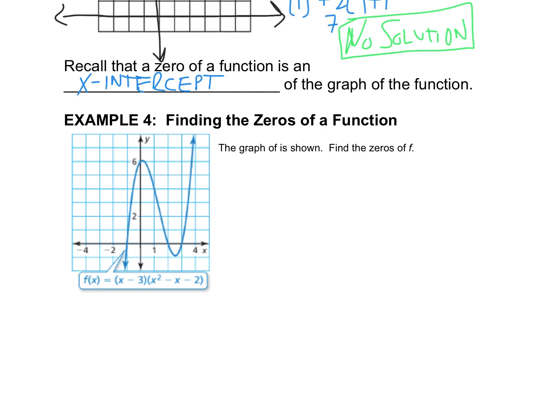So in example 4, finding the zeros of a function. Well, this is actually called a cubic function. But I see 3 times that we see the zeros. We see one right here, we see one right here, and we see one right here. So the zeros of function f would simply be -1, 2, and 3.